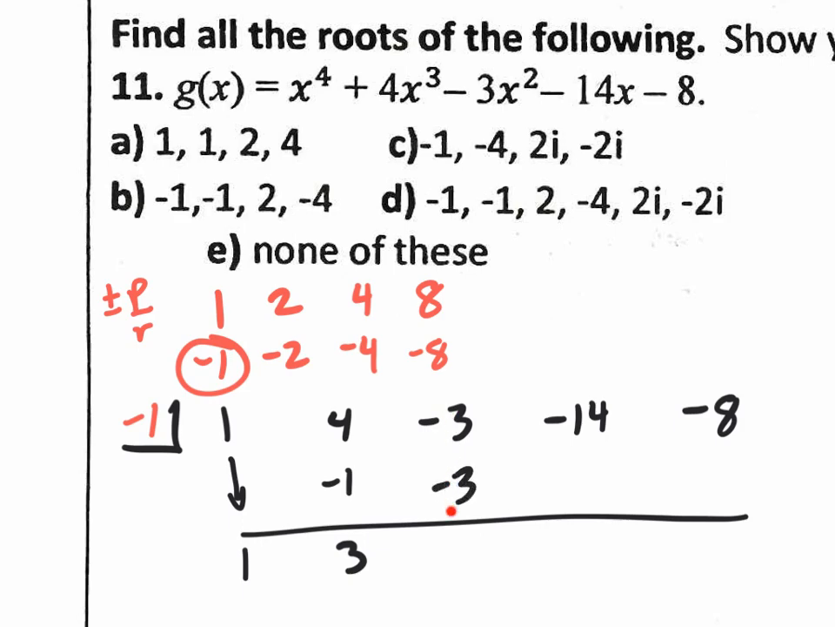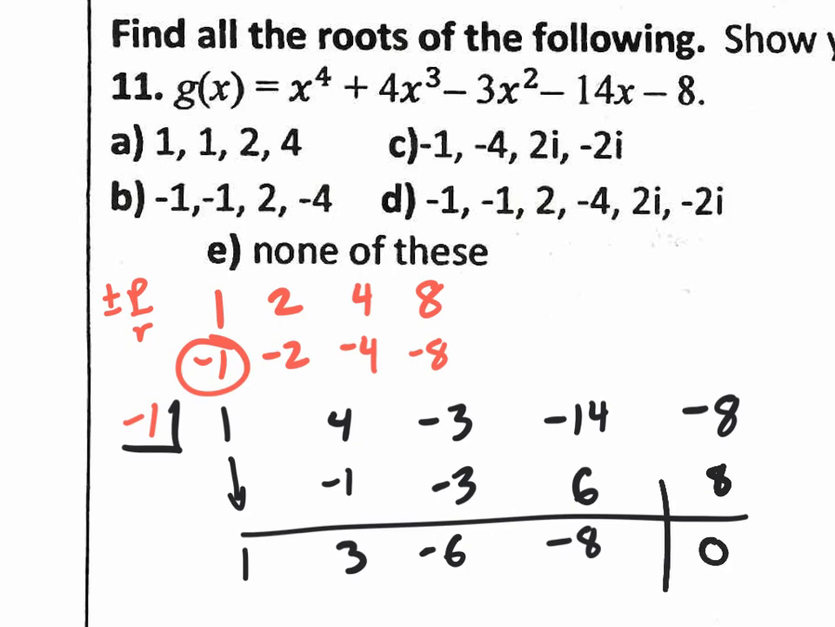As you come down, you combine. Negative 3 plus negative 3 is negative 6. As you go up, you multiply. Negative 1 times negative 6 is positive 6. As you come down, negative 14 and 6 is negative 8. And as you go up, you multiply. Negative 1 times negative 8 is positive 8.